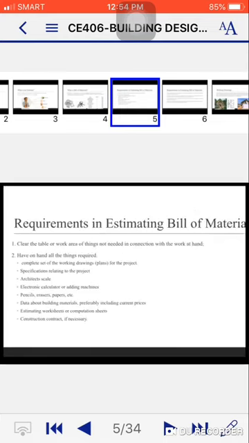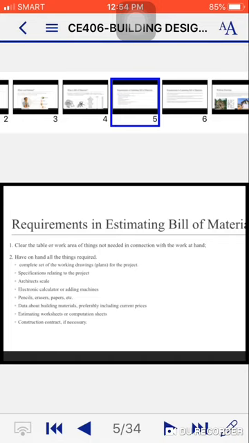So first is to clear the table or work area of things not needed in connection with the work at hand. Then next, have on hand all the things required. So those are the complete set of drawings, working drawings. So it may be architectural plan, structural plan, plumbing, electrical plan, and mechanical plan. Then next are the specifications relating to the project.